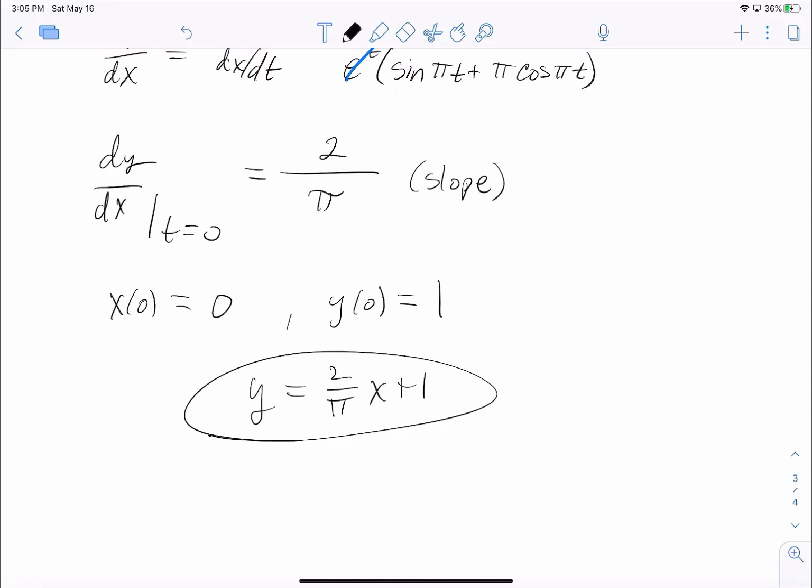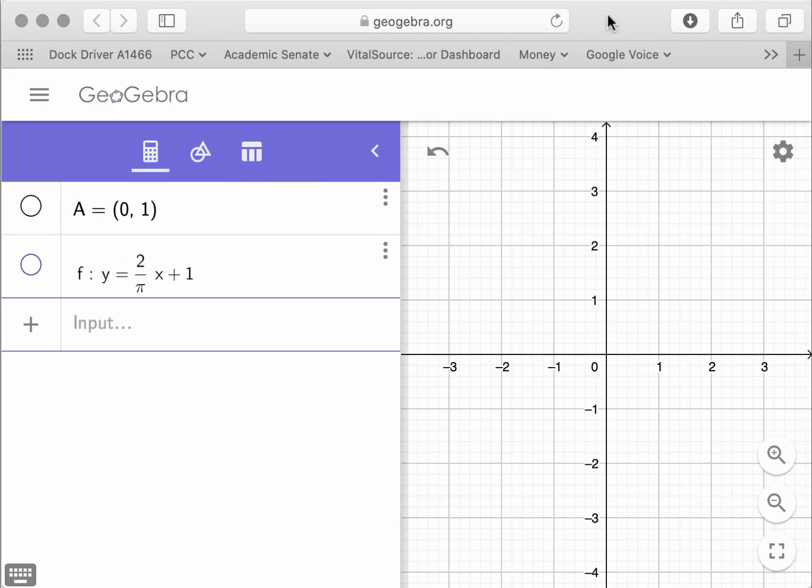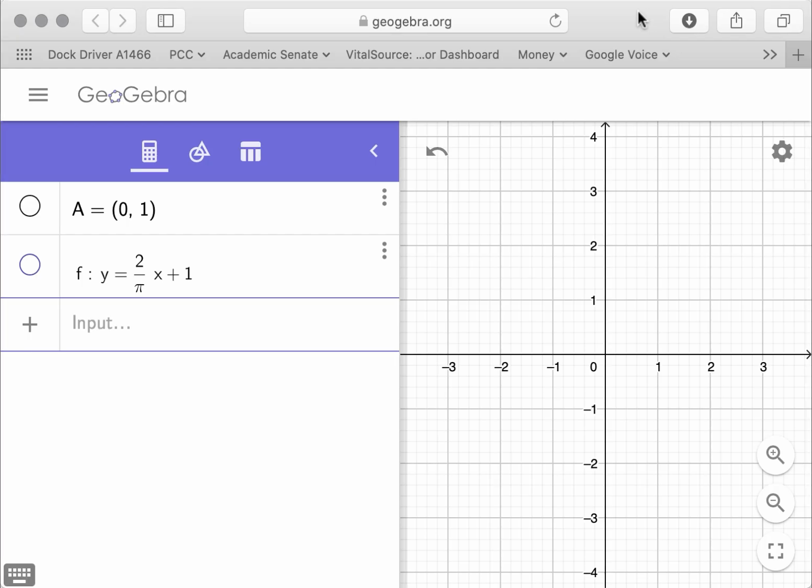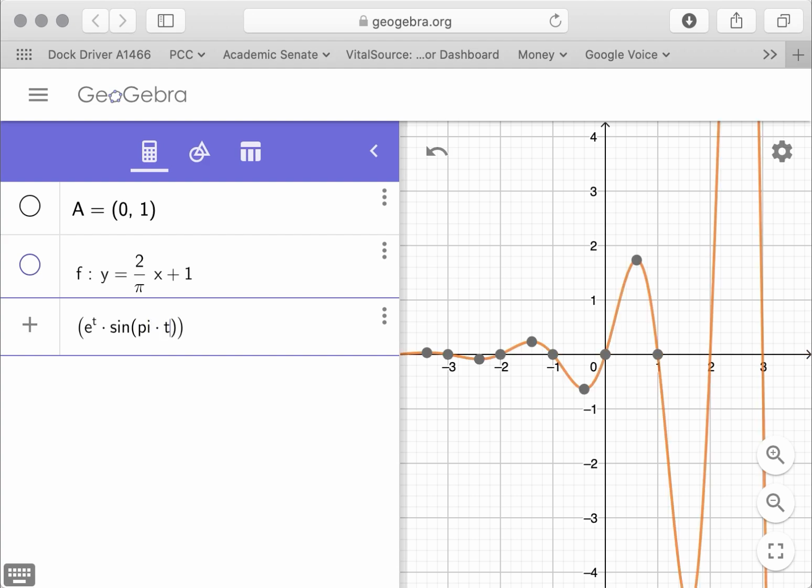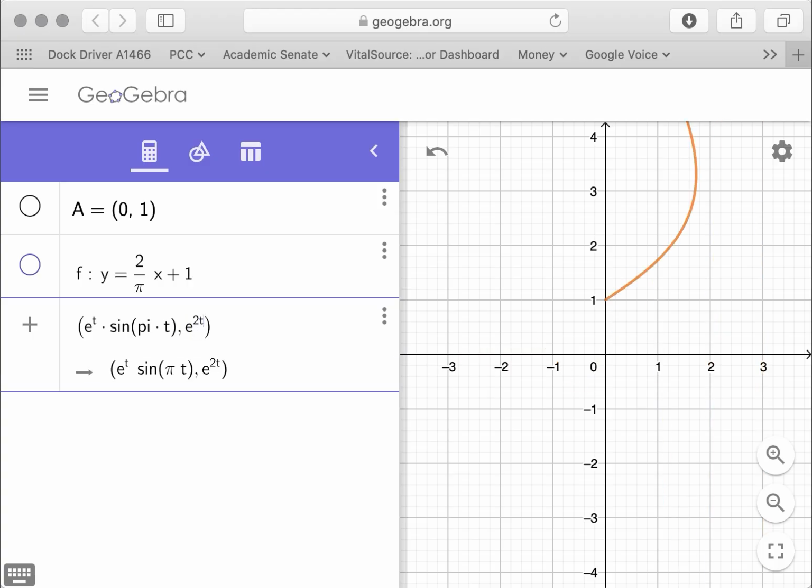To help visualize what we've just done, we can use GeoGebra's 2D graphing tool. You can find it by Googling GeoGebra 2D graphing tool or by looking at my website. The way we enter parameterized equations into GeoGebra is as though it's an ordered pair. So I start with parentheses, and the first coordinate is e to the t times the sine of pi t, and for pi I just type pi, it knows what I mean, comma, then for the second coordinate, e to the 2t.